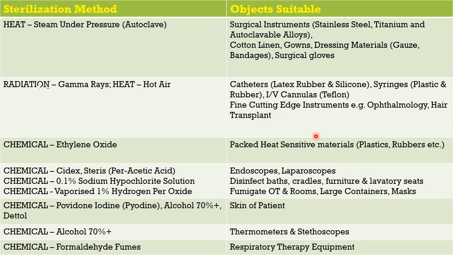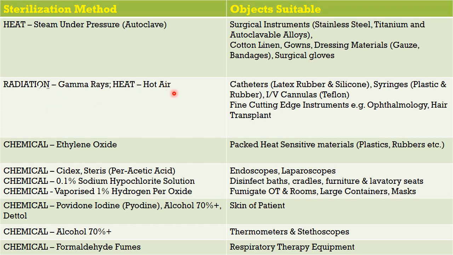A sort of a summary of the whole process: heat sterilization. These are the sterilization methods and what objects these are suitable for. Heat sterilization, steam under pressure, autoclave: stainless steel, titanium, autoclavable alloys, surgical instruments, cotton, linen, gowns, dressing materials, bandages, gauze, surgical gloves, etc. You can go through this table.